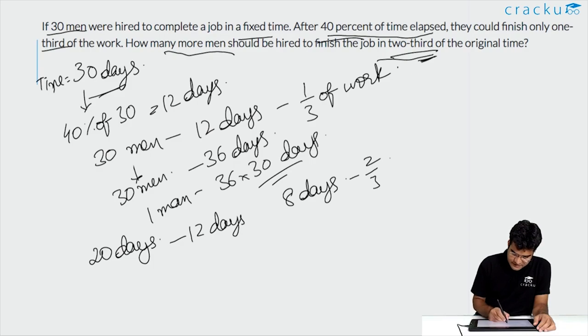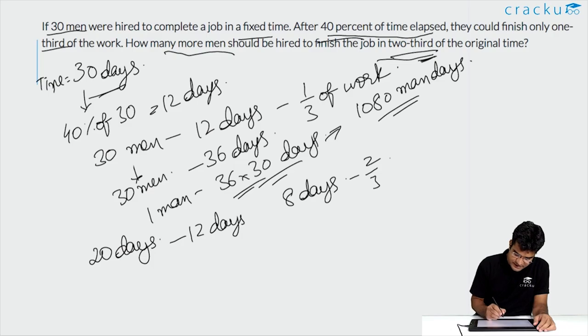Now assume that the work units, because we know that one man has to do 36 into 30 days, assume that the total work that has to be done is 1080 man days. This is the total work that needs to be done. So 2/3 of that work is 2/3 into 1080. This comes to 720 man days is what is left of the work. This should be finished in 8 days.